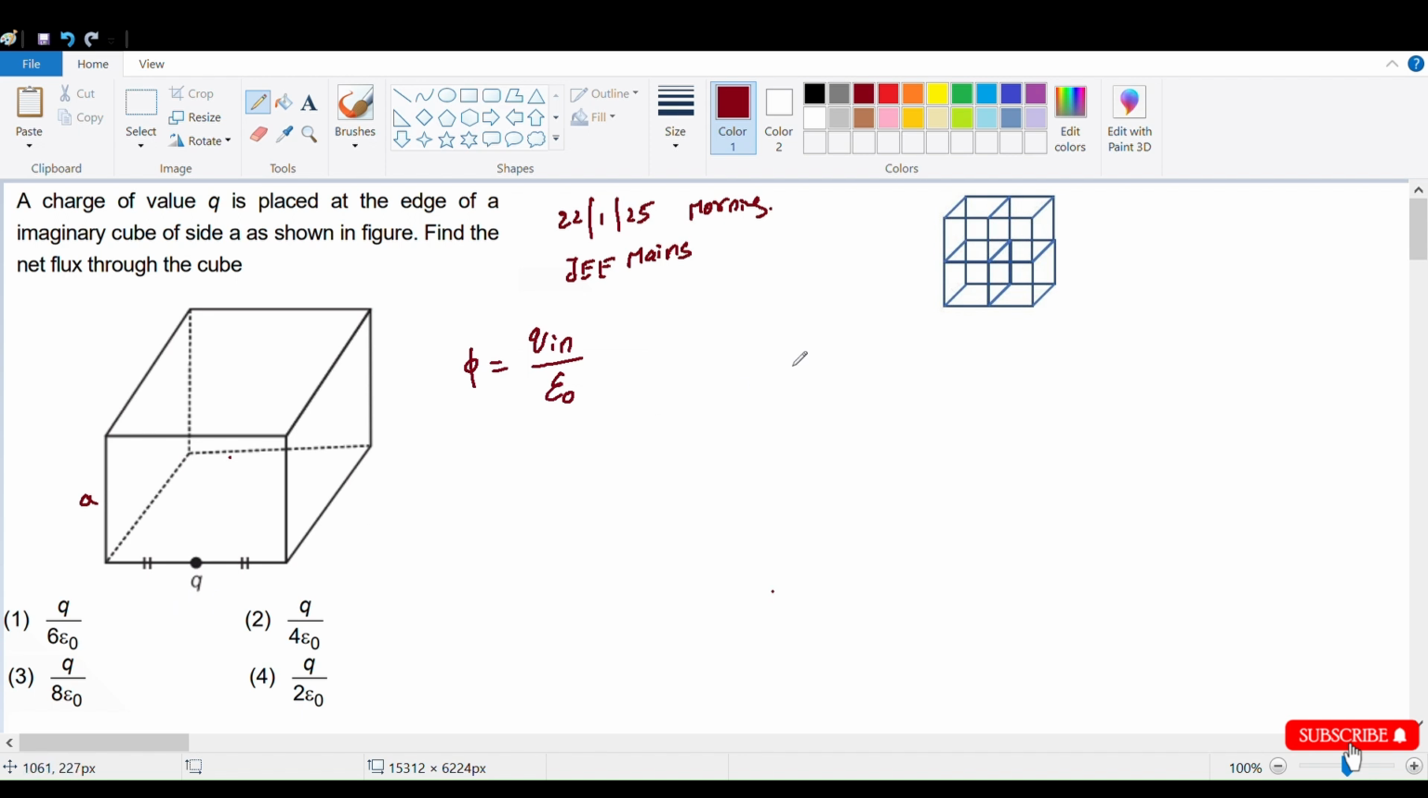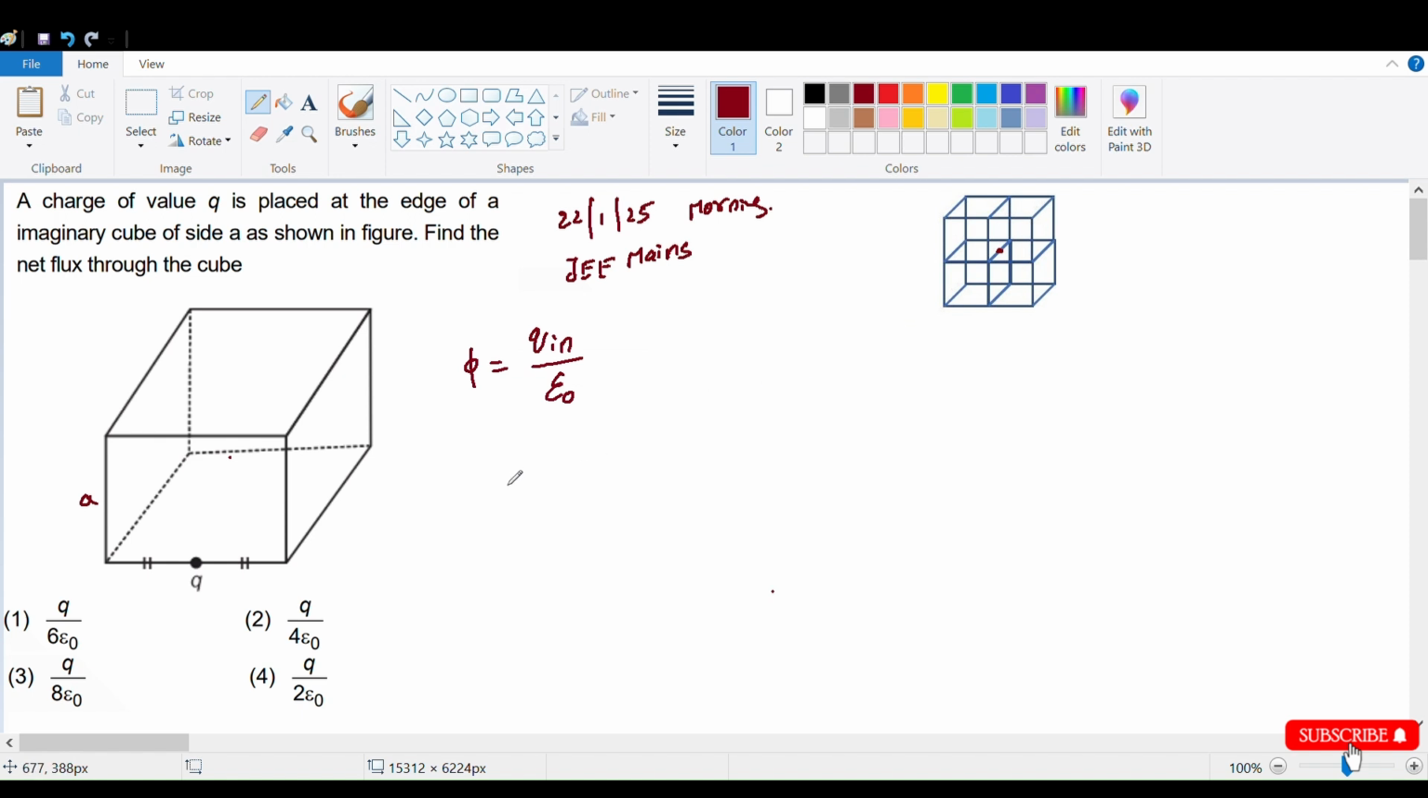Here you can think, here is the back side, here is the cube, and this is the 2R on the back side. So it is enclosed. Here is the charge, you can imagine. So 1, 2, 3, 4. 4 cubes are there totally.